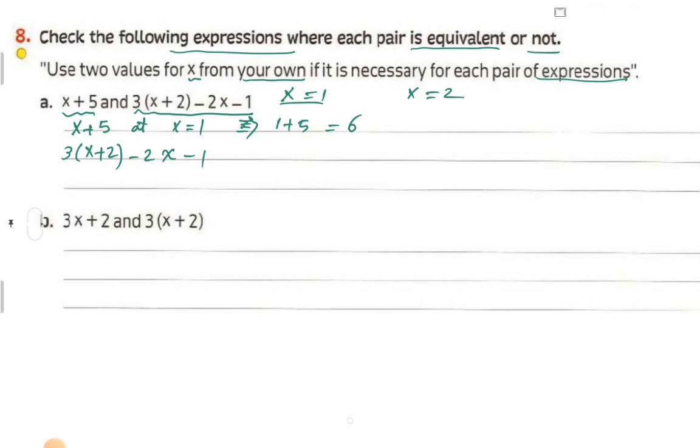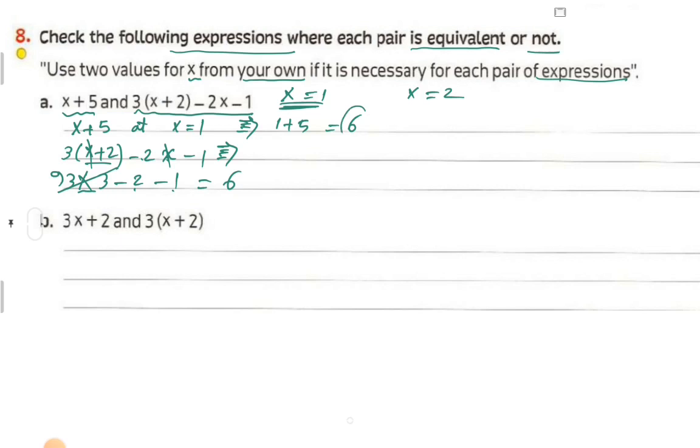Remove any x and put 1. 3 here, put 1 here. 1 plus 2 equals 3. So 3 times, the parentheses, 1 plus 2 will be 3. Minus 2 times 1. 2 times 1 equals 2. Minus 1. Start with multiply. 3 times 3 equals what? Equals 9. 9 minus 2 is 7, minus 1 equals 6.